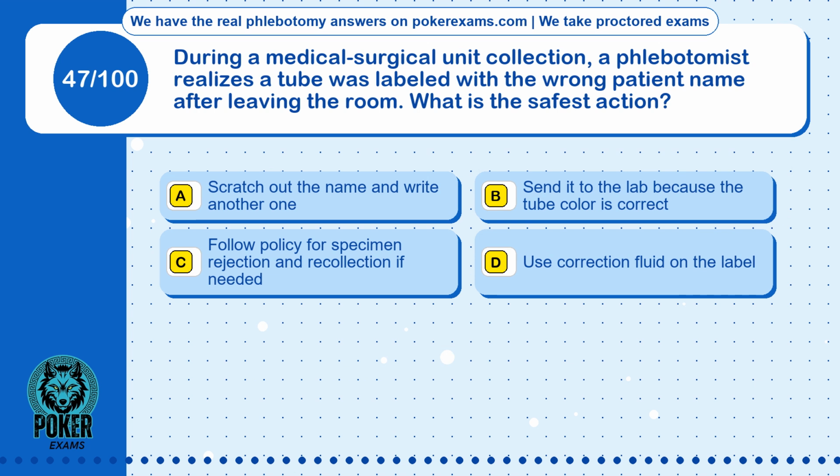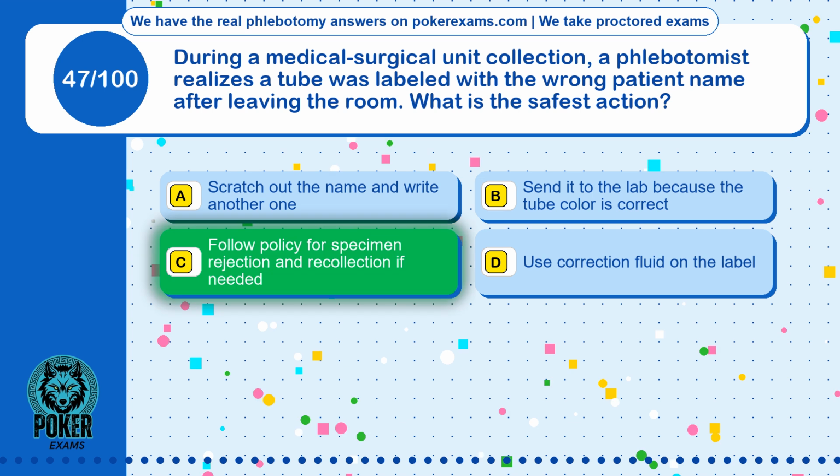Question 47. During a medical surgical unit collection, a phlebotomist realizes a tube was labeled with the wrong patient name after leaving the room. What is the safest action? Option A. Scratch out the name and write another one. Option B. Send it to the lab because the tube color is correct. Option C. Follow policy for specimen rejection and recollection if needed. Option D. Use correction fluid on the label.